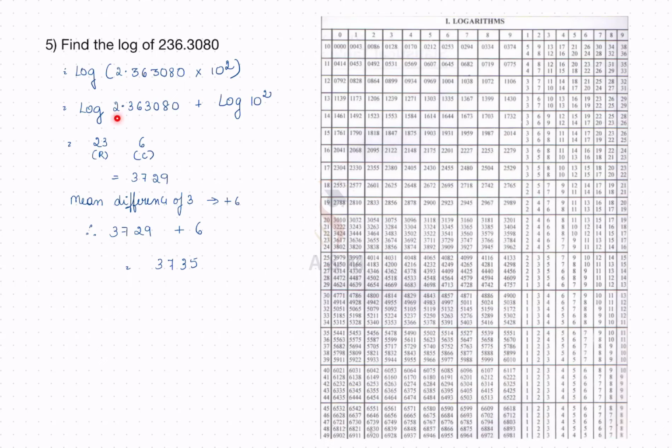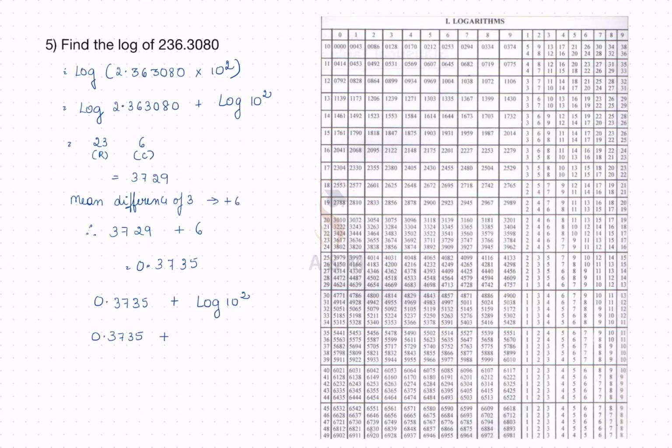Now the converted value here, before the decimal point you have only one digit, therefore 1 minus 1 is equal to 0. That you have to write at the beginning, so 0.3735. Now this much you have got from log A, correct? Now log B is pending, therefore 0.3735, that is log A plus log B, that is log 10 to the power 2. 0.3735 plus log 10 to the power 2.